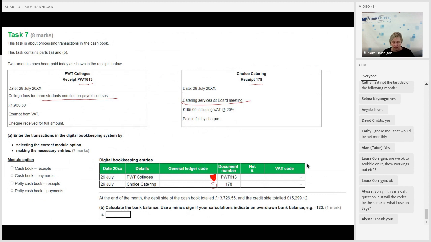Okay. And then it's just saying calculate the bank balance. So it says at the end of the month, you've got a debit in cash book of 13,726.55, and you've got credit of 5,15299.12. Calculate the balance. If it's overdrawn, use a minus. It is overdrawn because your credit side is higher than your debit side. So make sure that if it says use a minus sign, you put a minus in. Otherwise, you might have the right answer, but you're not going to get the mark because you've not put a minus in. We're thinking it's a positive.